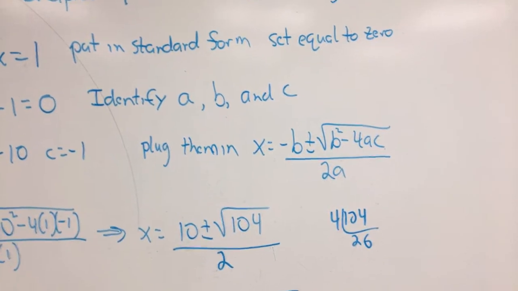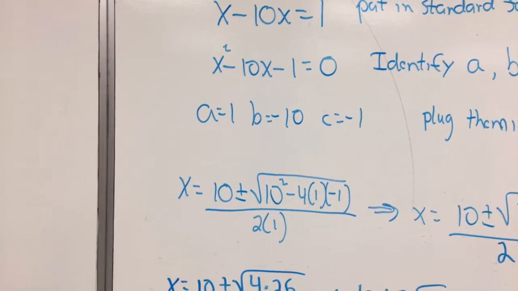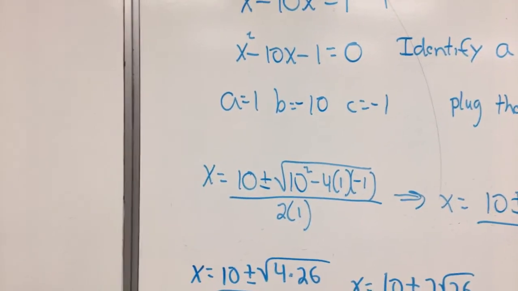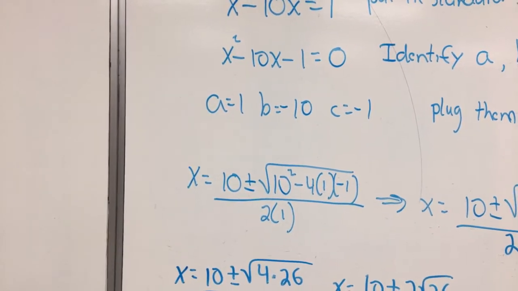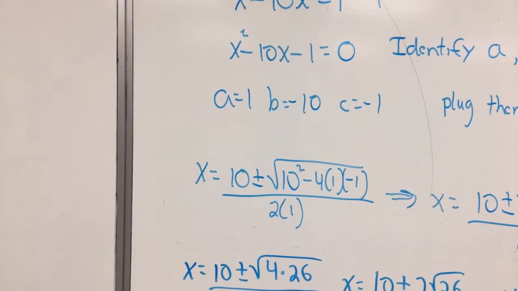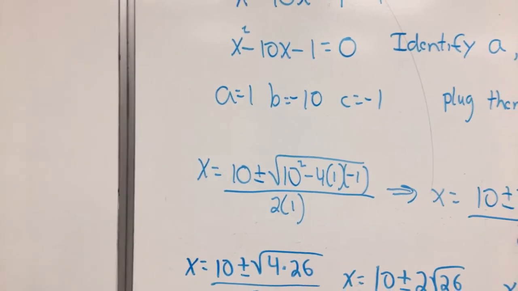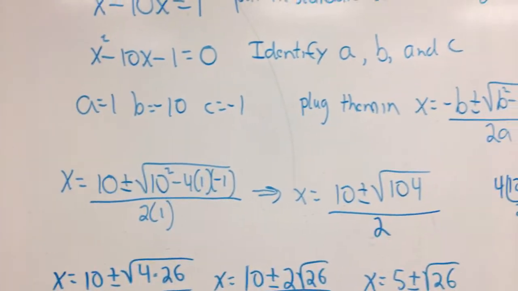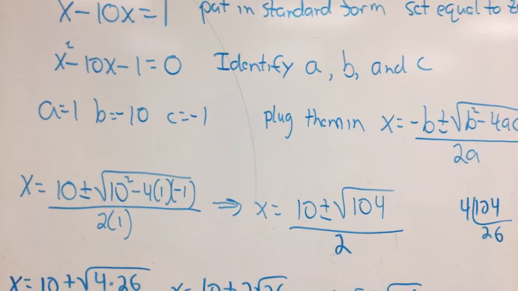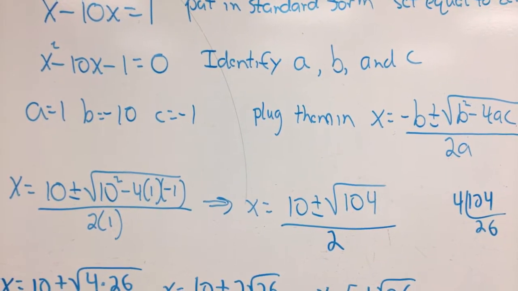All right, so there's your negative b plus or minus the square root of b squared minus 4ac all over 2a. So you plug those in. So x is equal to, now the opposite of a negative 10 is a positive 10, plus or minus the square root of b squared. That would be negative 10 squared. Well, negative 10 squared is 10 squared because that's going to be 100, right? Yes. Minus 4 times a times c, okay? And then you clean all that up and you get x is equal to 10 plus or minus the square root of 104 all over 2.